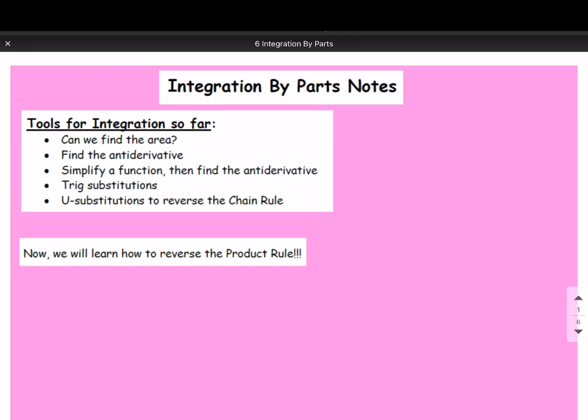So far, our tools for integration: we've looked at the graphs. Can we find the area that's under the curve? We've looked at finding the antiderivative. We have algebraically simplified a function and then found the antiderivative. We have done trig substitutions and then found the antiderivatives. We have done u substitutions, which, remember, reverse the chain rule. Well, today we're going to learn how to reverse the product rule.